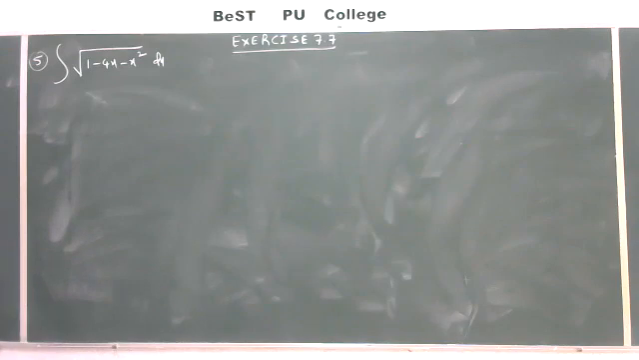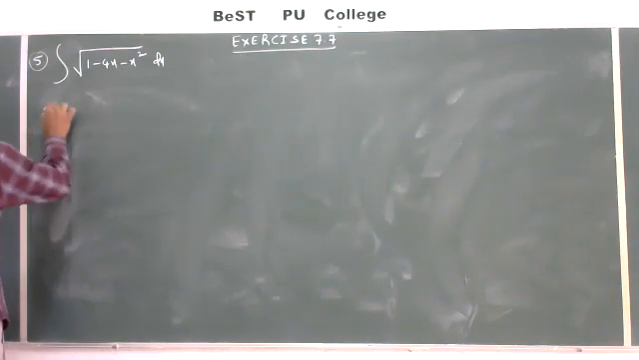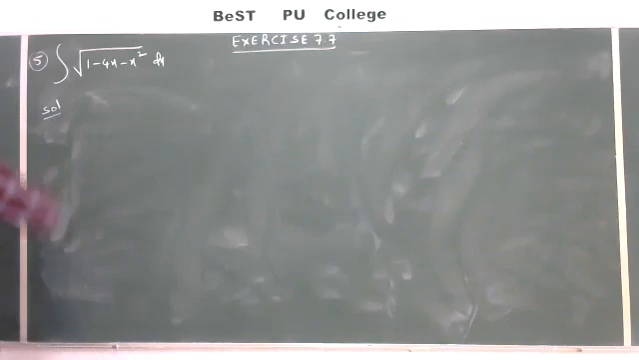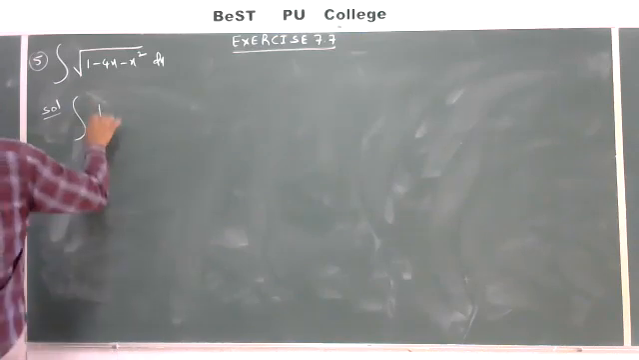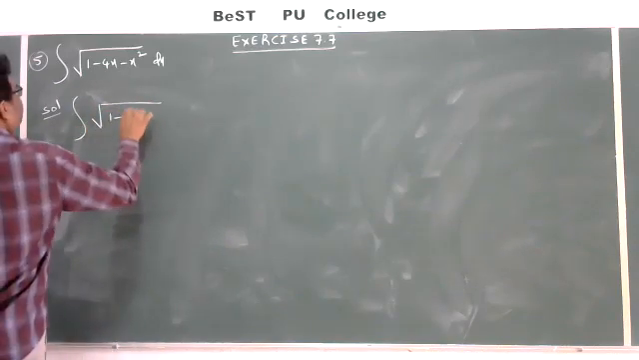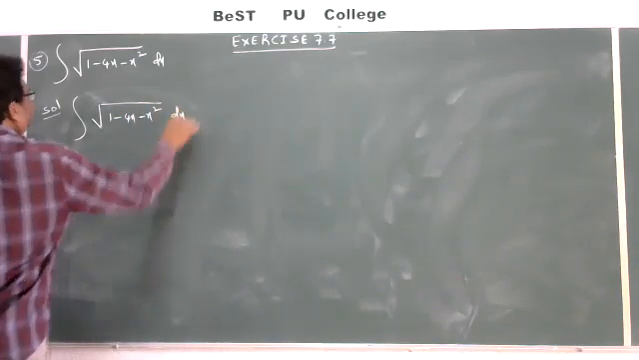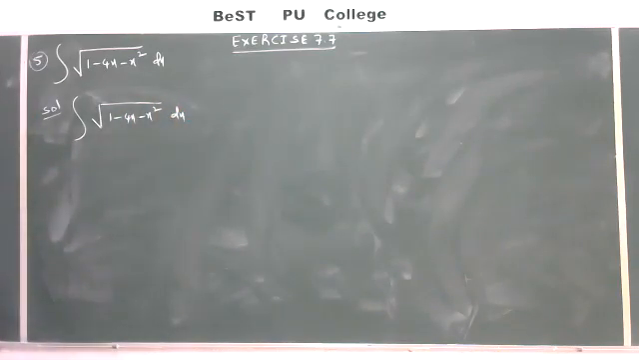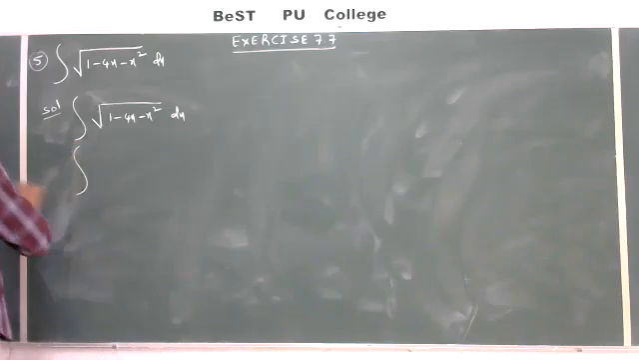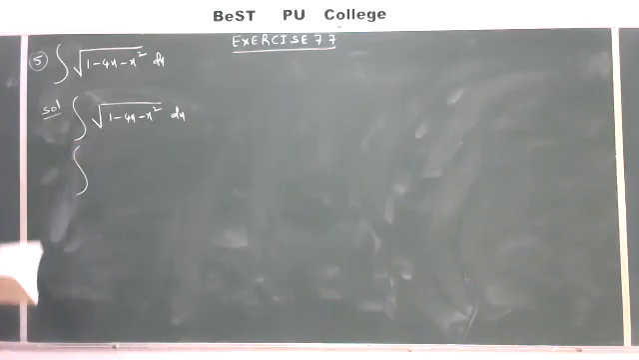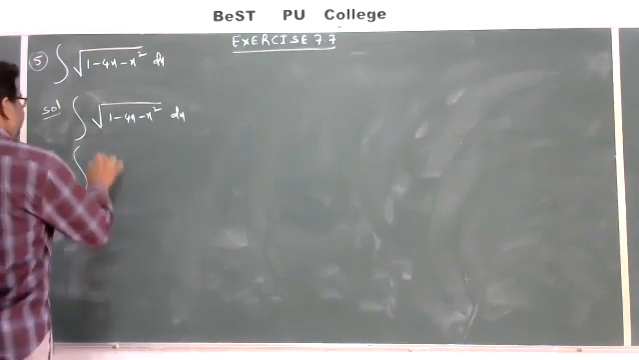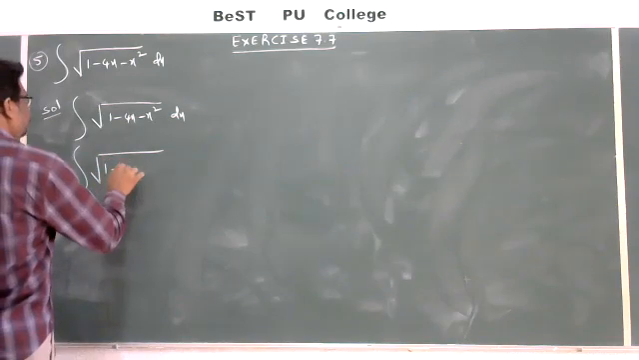So here, solution: integral root of 1 minus 4x minus x square dx. You make this also in the form of root of a square minus x square or root of x square minus a square.